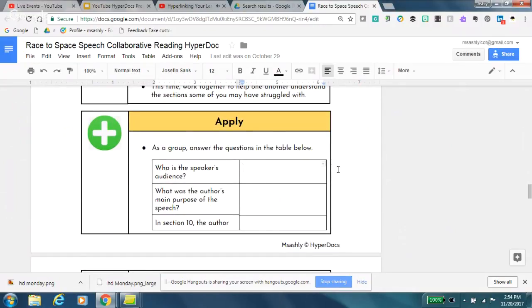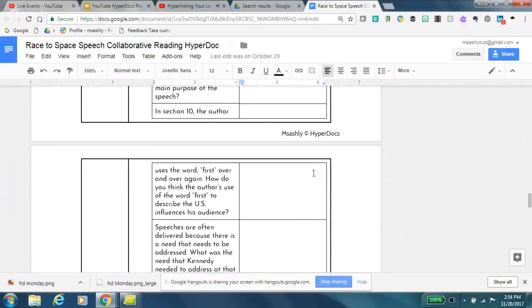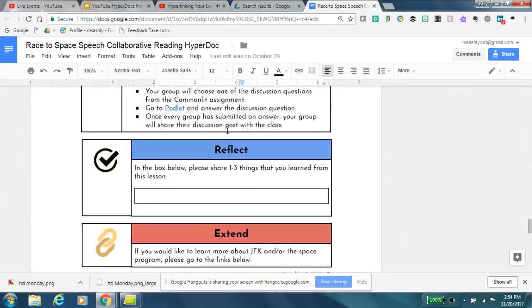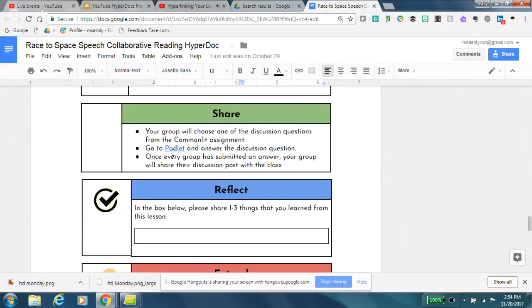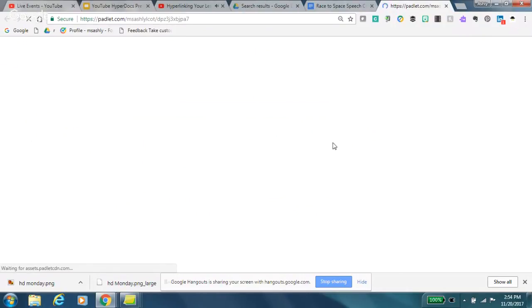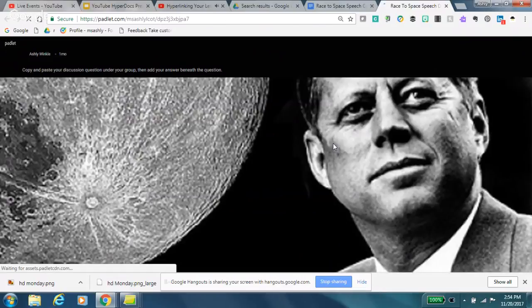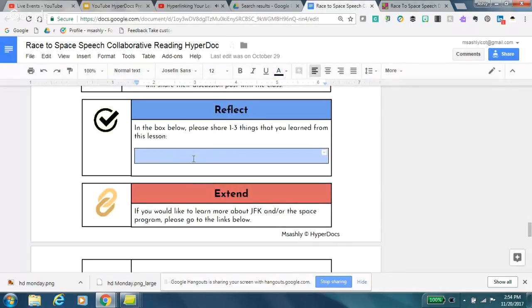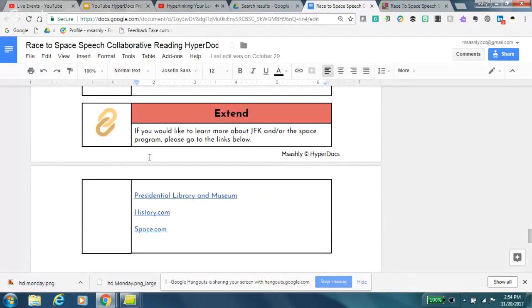Then we went to the apply section, where they were to identify the speaker's audience and main purpose, basically doing some analysis here. From there, they shared again. You notice I'm a Padlet lover, apparently, because I use it on almost every HyperDoc I do. They went to Padlet and answered some discussion questions, which we then shared on the overhead. Then we went into the reflect section, where they share one to three things they learned from this lesson today. And finally, here's our extend lesson, where they could continue learning more about JFK and the space program.